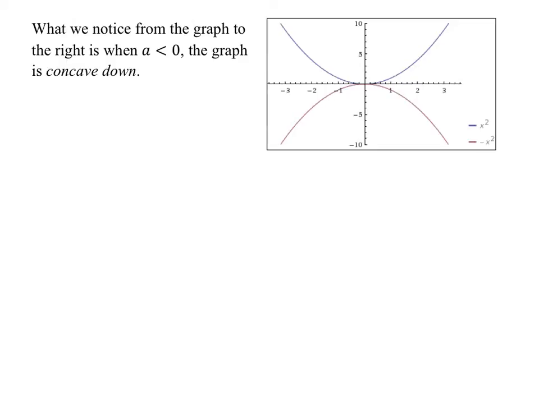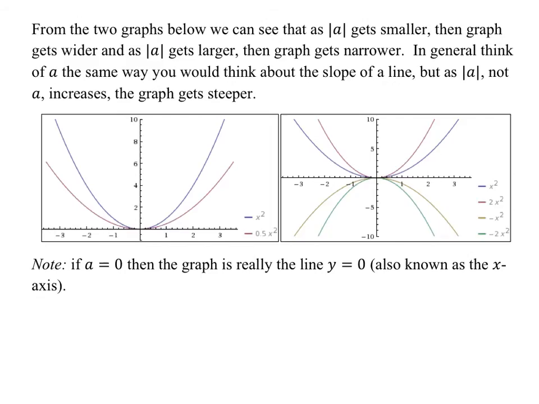Oh, all right, so I graphed it on the next one so you could see. What we notice is that when A is negative, the graph is concave down. Concave down is a term you're going to hear in calculus and pre-calculus a lot. So opens down is the same thing as concave down.